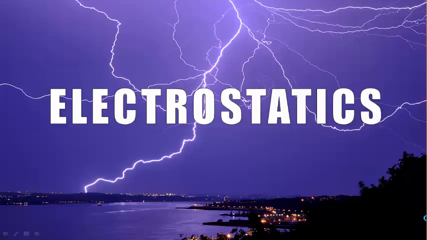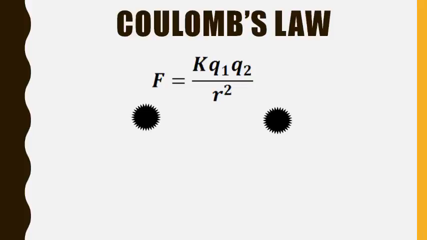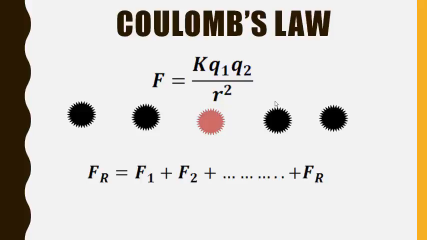Electrostatics. In the previous video we have used Coulomb's law to find the forces acting between two charges, given by the expression F equals K Q1 Q2 by R square. Now what will happen if there are more than two charges present? In that case you need to find the resultant force, which will be equal to the sum of all the individual forces acting on a given charge.